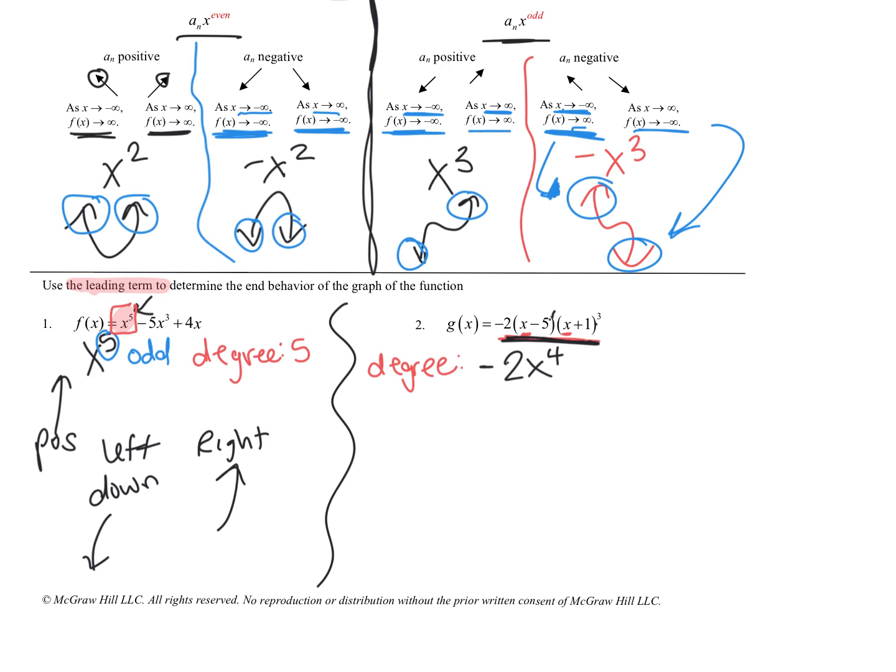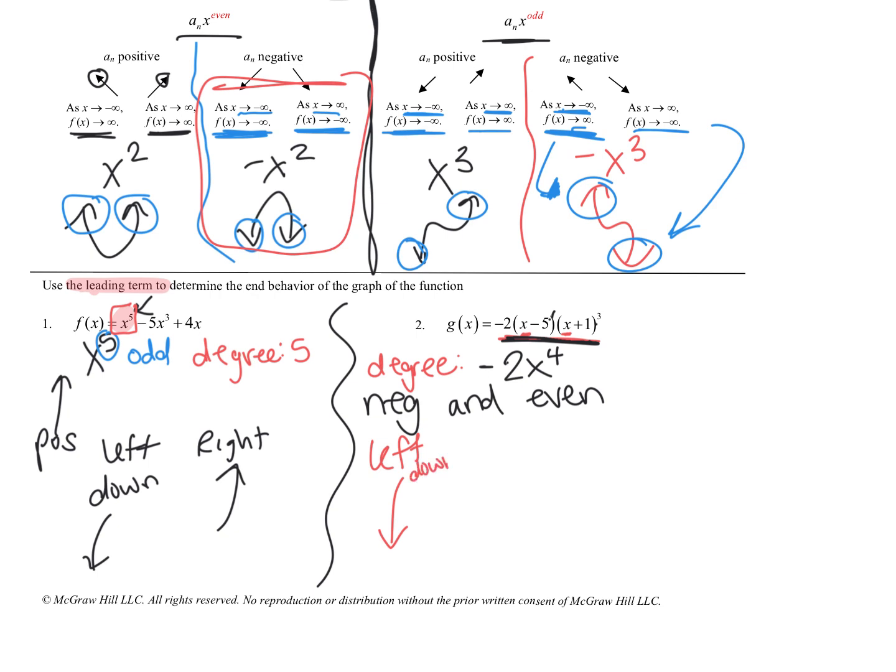So what does that mean? Well, that means it's negative, and it's even. So negative even will fall into this category here. On the left, it will fall or go down, and on the right, it will rise or be pointing up. I'm sorry, on the right, it will be going down as well, since it's negative even. So all negative even polynomials will have that type of end behavior. Okay.